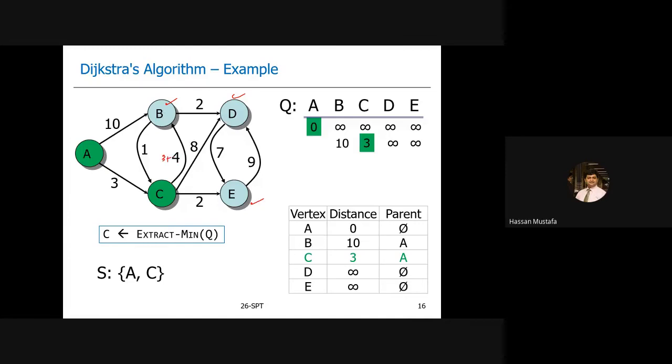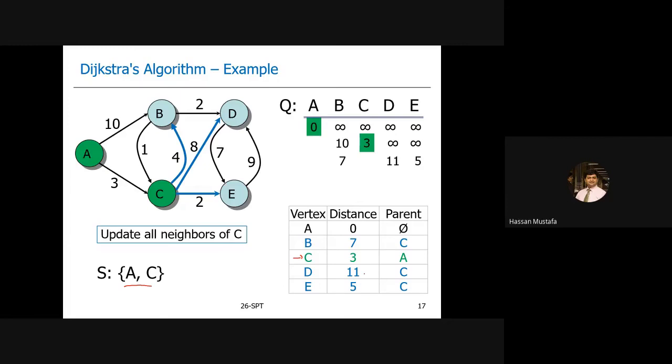We would check if 7 is less than the already known cost of B, that is 10. Of course, 7 is smaller than 10, so we would update the cost of B. Then we would compare 3 plus 8 with the cost of D, that is infinity. 11 is less than infinity, so we would update 11 here. For E, 3 is the cost of node C, so 3 plus 2, 5 is less than infinity, so we would update E as 5. Now C is also processed. We have put C in the set of processed nodes.